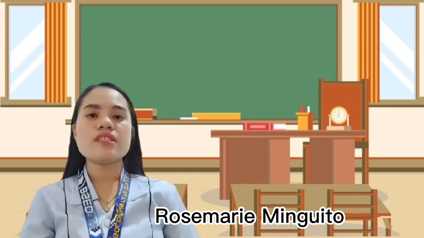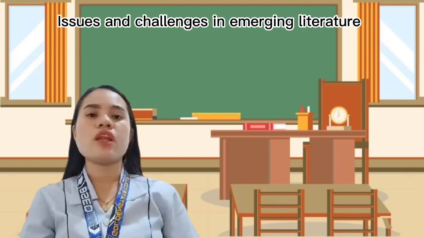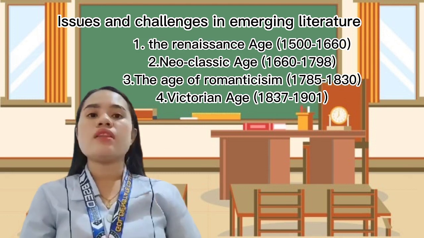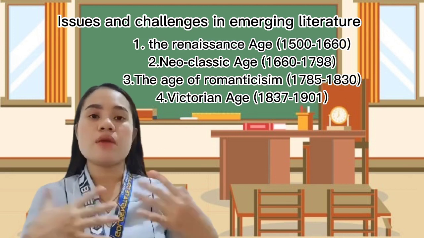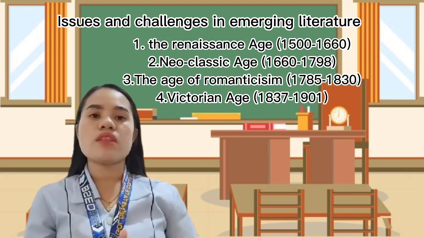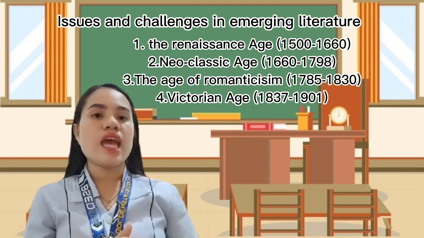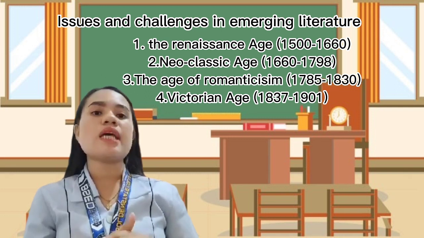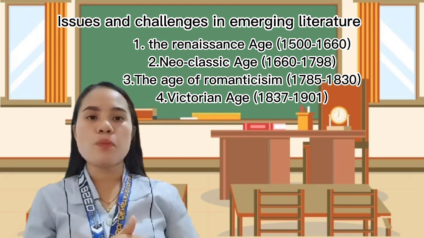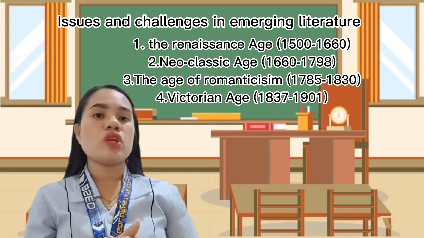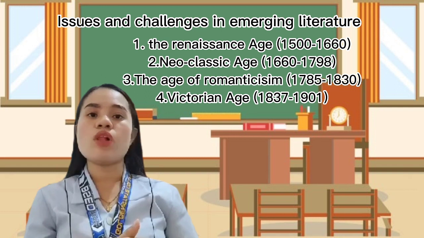And now let's discuss the 4 issues and challenges of emerging literature. Number 1, literature consumption is not the same as it was before. People no longer read books in the same way that they did before. Instead, we've adapted to reading blogs, social media feeds, quickly browsing listings, and watching videos. Some people have not lost their love for printed works, but the trend in literature consumption is no longer the same.